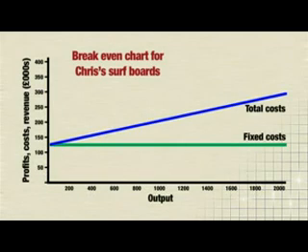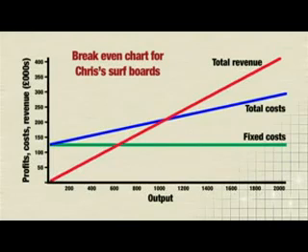Next to go on is the total revenue line. So if Chris sold 2,000 surfboards at £200 each, his total revenue would be £400,000. See how the total revenue and total cost lines cross here? This is the break-even point. So Chris needs an output of 1,000 surfboards to break even.